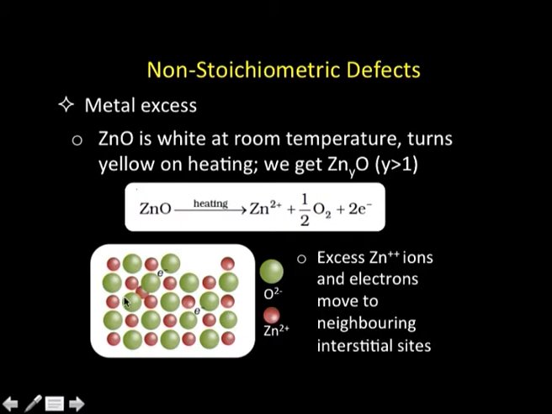So this zinc ion has gone into an interstitial site. Oxygen has been lost and we got a zinc ion, which does not stay there but moves into an interstitial site, and the electrons we get as a consequence of this reaction also occupy the interstitial sites. Such a material is also colored, and this is again a kind of non-stoichiometric defect.